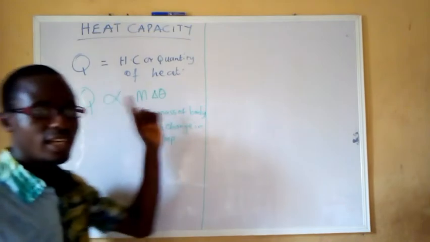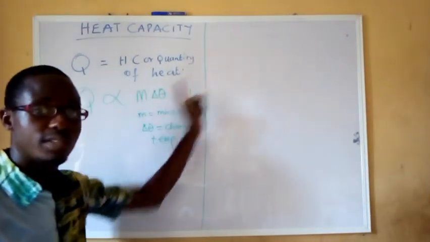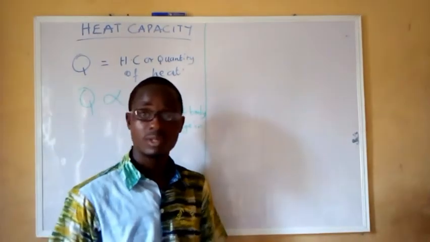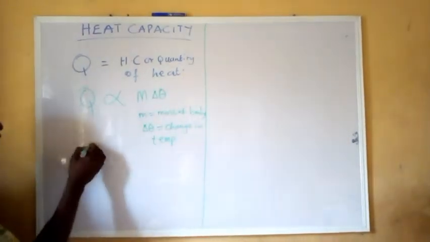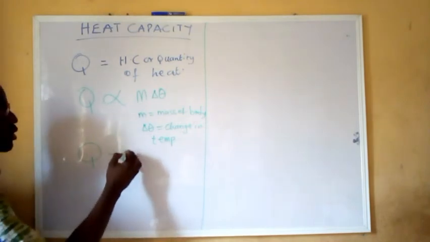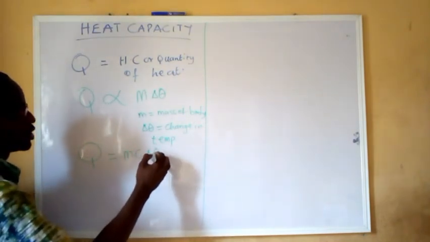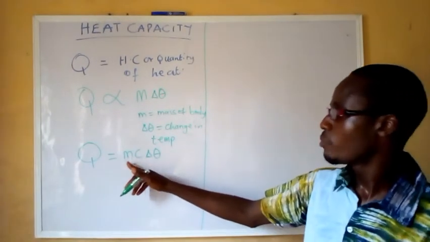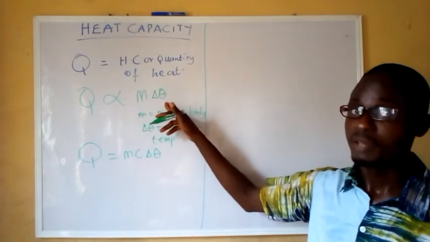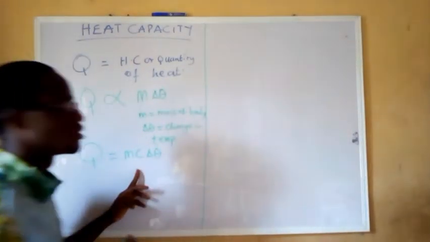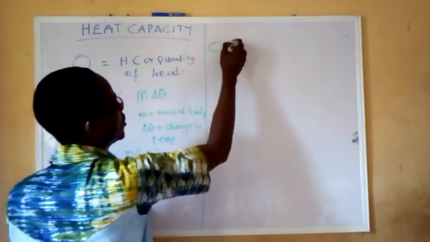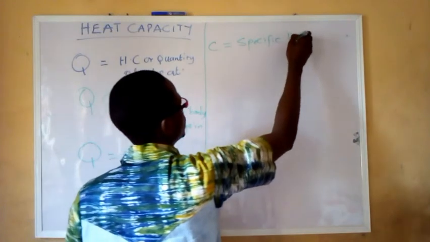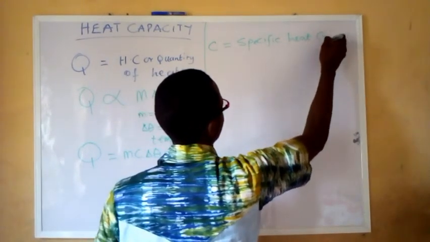Anytime I have proportionality, I'm meant to introduce a constant. So what constant am I going to introduce? I can use any letter to represent my constant, but here I'm using letter C. So I have Q equals MC change in theta. So we have a formula here. C is the constant, while mass times change in temperature is what we have here. Now this C is a constant called specific heat capacity.